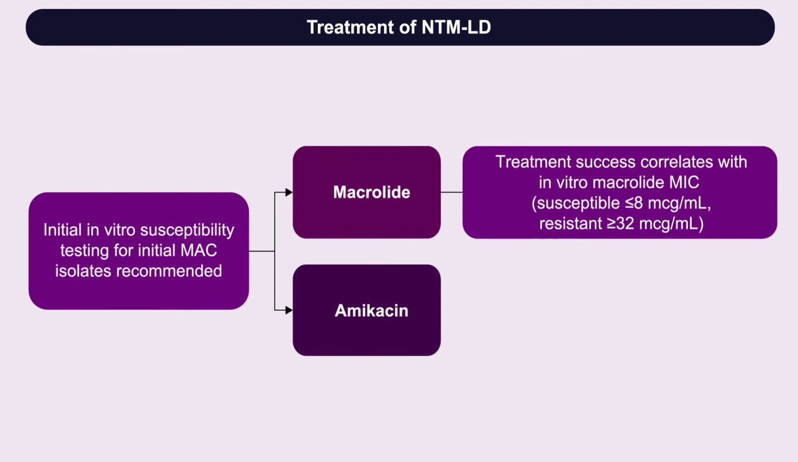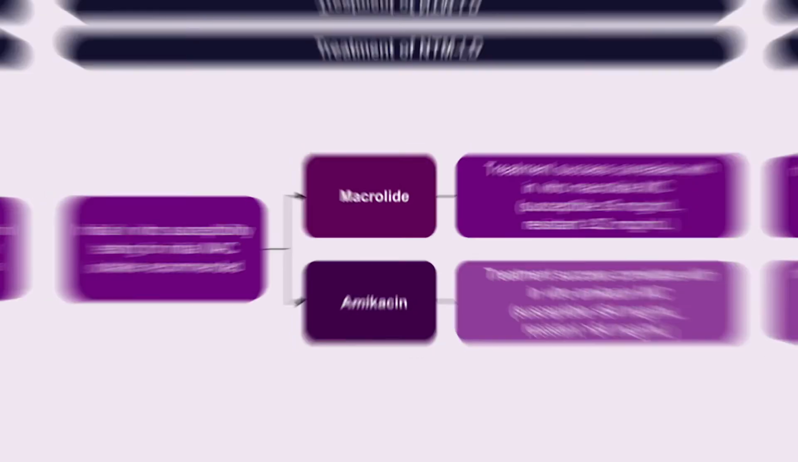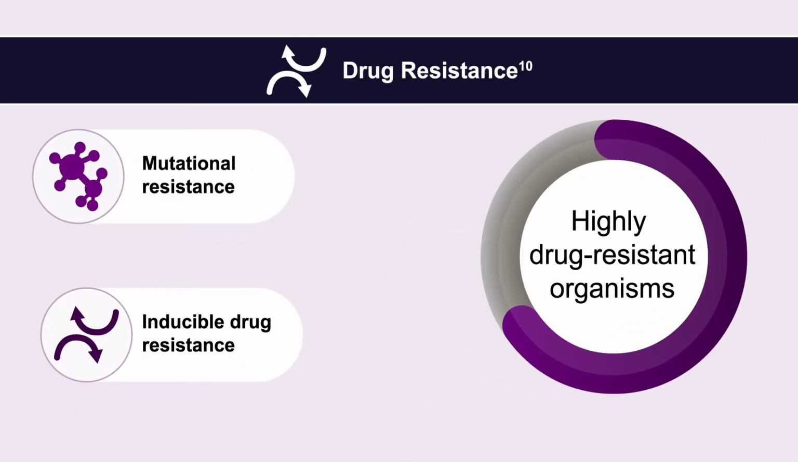Macrolide resistance, usually the labs test for clarithromycin. You can use that as a surrogate for azithromycin as well. And for amikacin, we look at isolates that are greater than 64 micrograms per ml on the in vitro MIC as being deemed resistant. In terms of drug resistance, these are highly drug-resistant organisms.